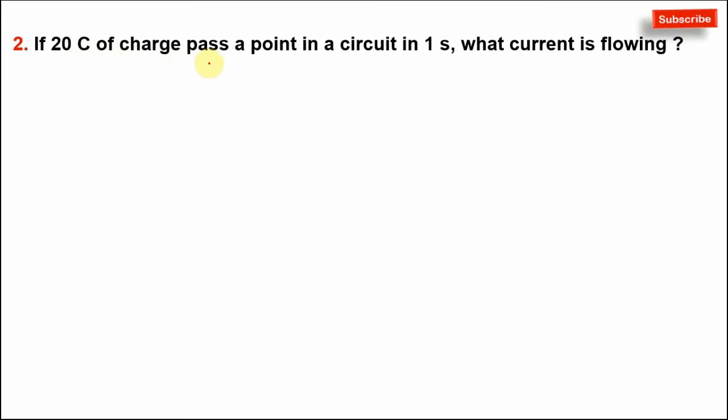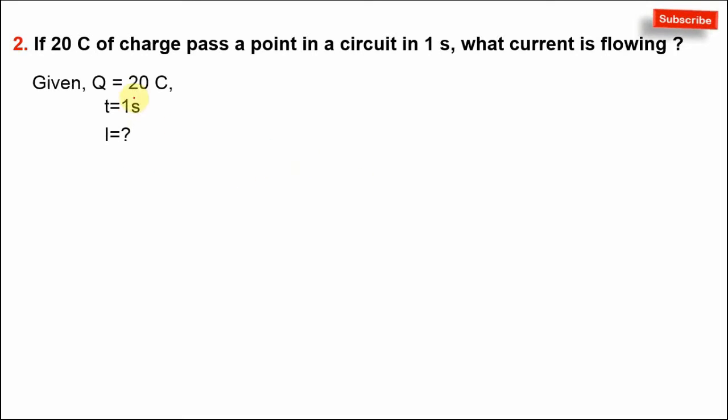If 20 coulomb of charge pass a point in a circuit in 1 second, then what current is flowing? Okay, so the value of Q is 20 coulomb and the value of T is 1 second. Simply, we have to find the value of I, and for that we can use the formula I is equal to Q upon T.